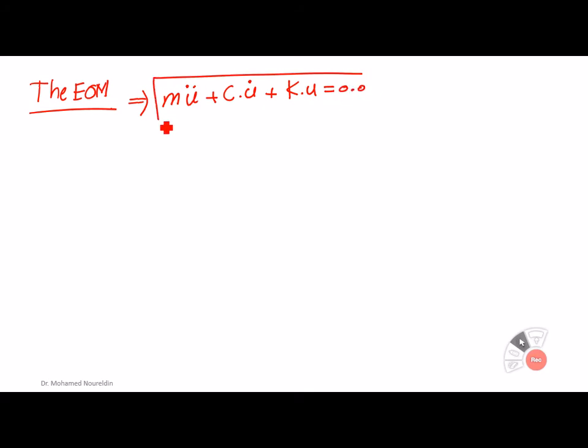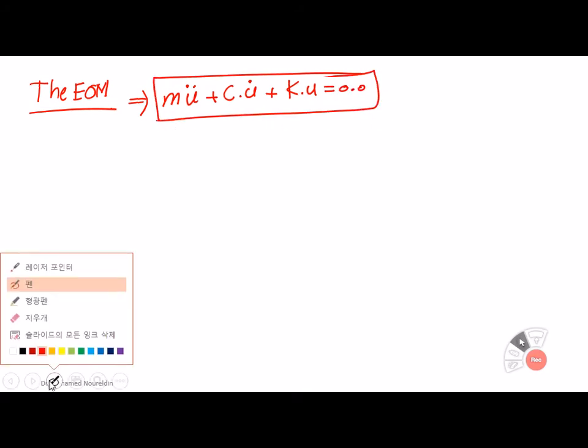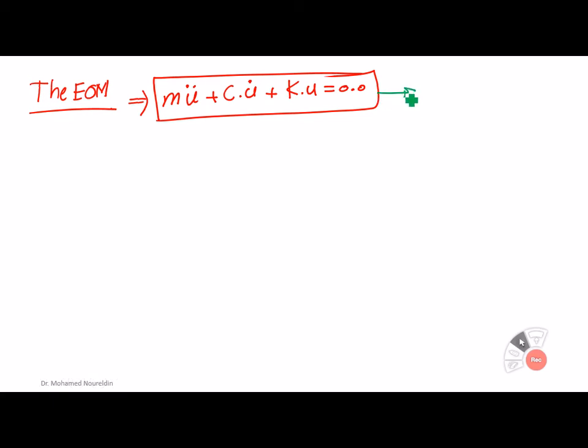So in this regard, we're going to start directly on the equation of motion. So let's start with the equation of motion. And for the equation of motion here, we are going to add the term for damping. So it is going to be m u double dot plus c u dot plus k u equal to 0. And this is going to be our main equation. Let's give it a number, equation number 1.